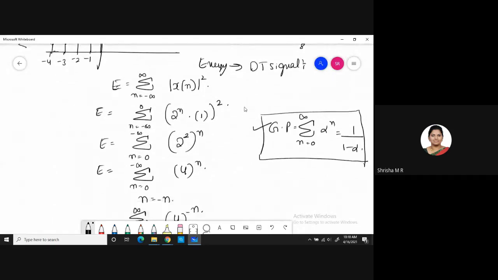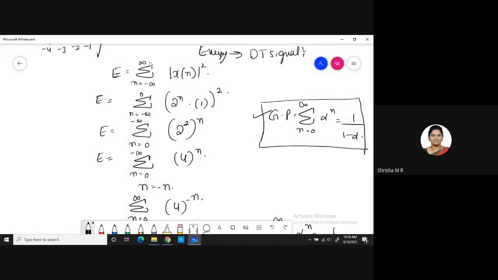So energy of discrete time signal is given as summation n is equal to minus infinity to infinity modulus of x of n whole square. So we understood that our signal will exist from minus infinity to 0. Here it's 2 power n into u of minus n. Amplitude of u of minus n is 1, so I've written 1 here. So put our limits. So we have minus infinity to 0.